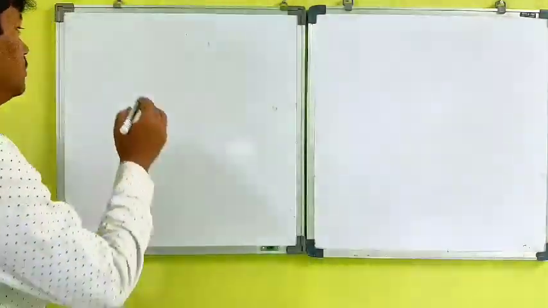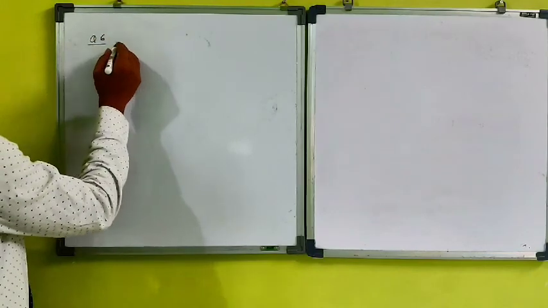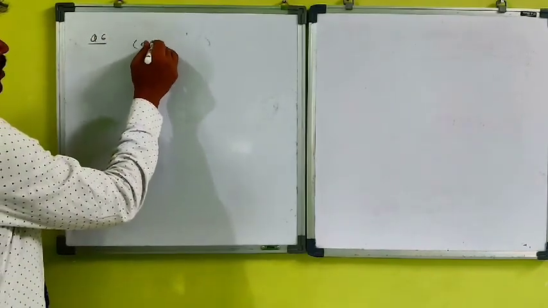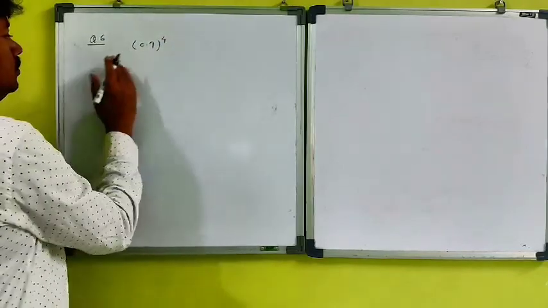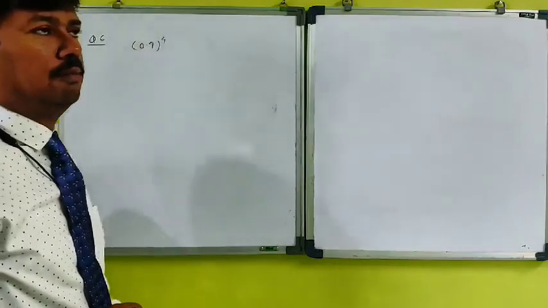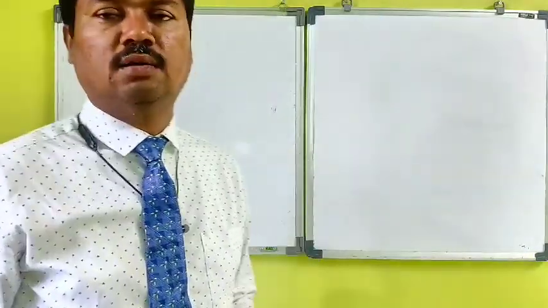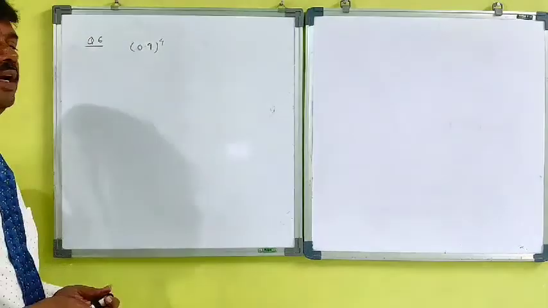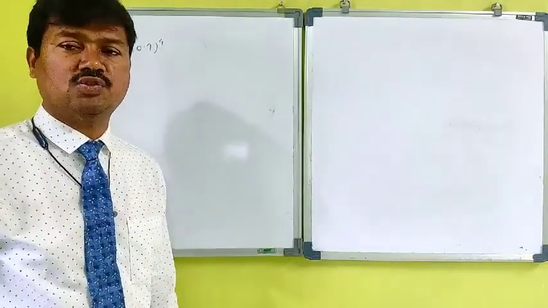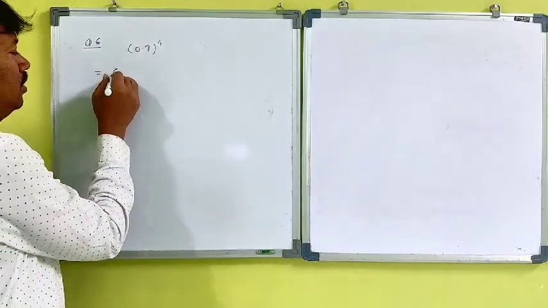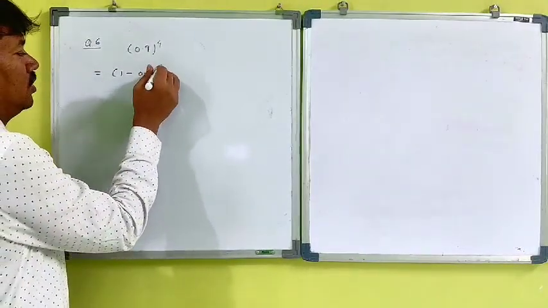Next, question number 6. Find the value of 0.9 raised to 4. We find the value of 0.9 raised to 4 using the binomial theorem. So here, how to write 0.9? You have to write 0.9 as 1 minus 0.1. Right, so it is (1 minus 0.1) raised to 4.